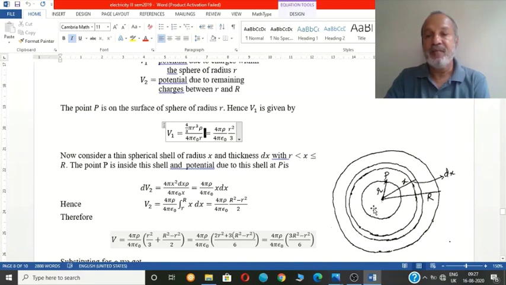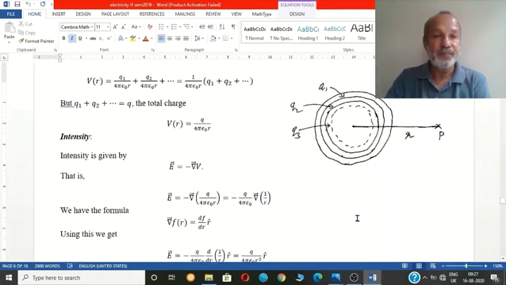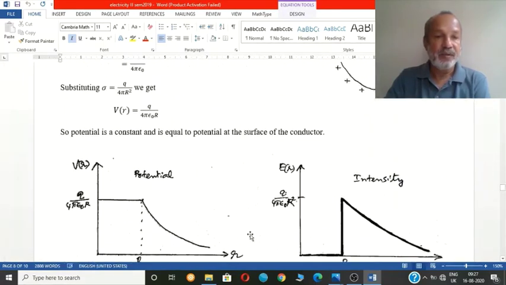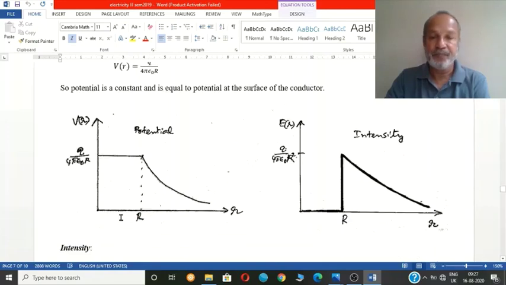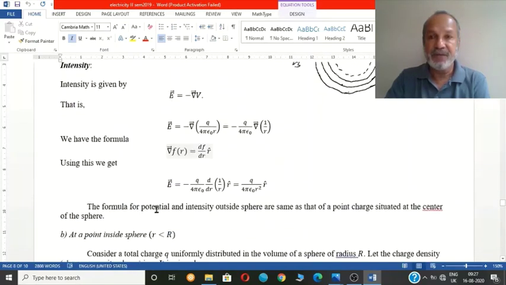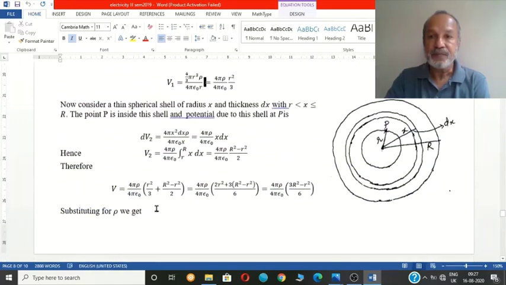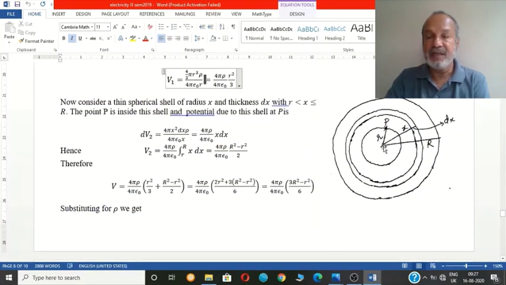We have seen that the potential due to a shell inside is a constant, and that is the potential at the surface. Potential at the surface is Q by 4 pi epsilon 0 capital R. So here we have a surface having radius x, actually x plus dx, but we are taking the limit dx tending to 0.